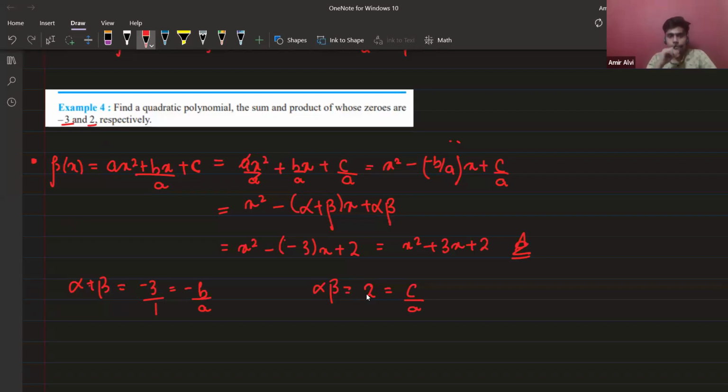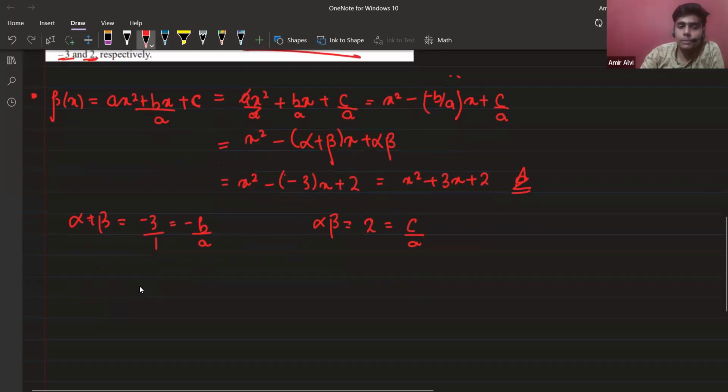Yes or no? Yes, sir. Basically the question was saying that the sum of the zeros is minus 3 and the product is 2. I just didn't read this portion. I thought this is alpha and this is beta, so that's why I had taken that. Okay, just a second. Is this step clear to all of you?